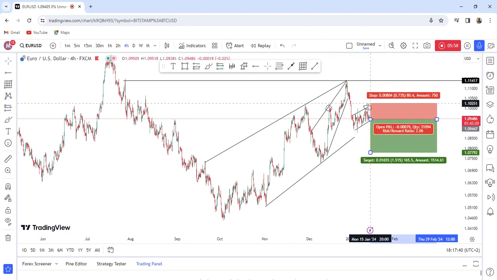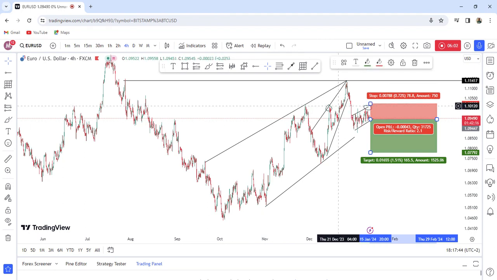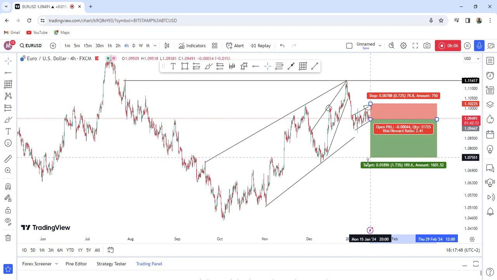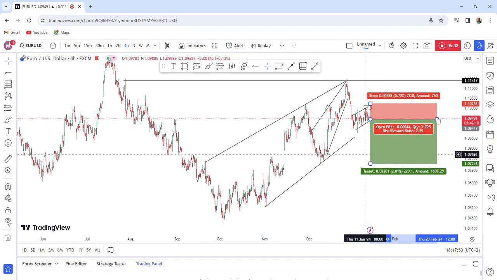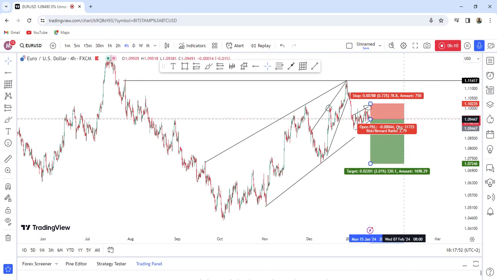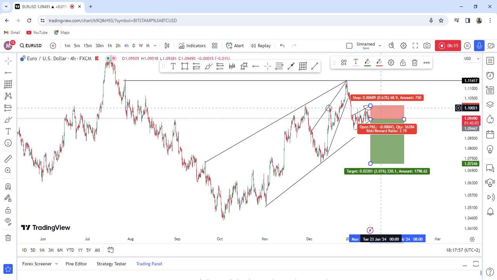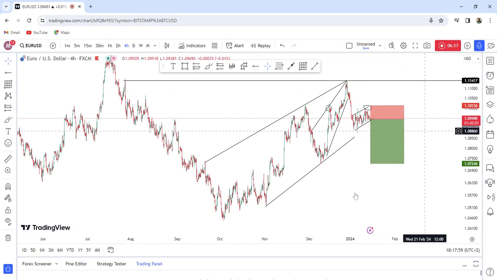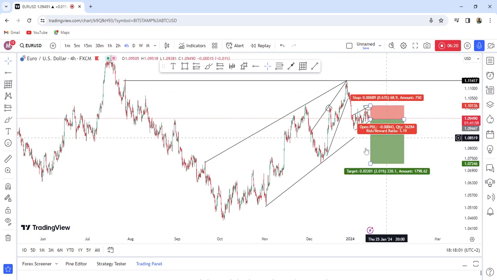I'm gonna get involved actually on the breakout of this channel. My stop loss is gonna be above it. So if I were to take this position, I would trade with a ratio of 1:2. But then let me put this one a little bit lower. It's actually around 3 there. So it's a ratio of 1:3.